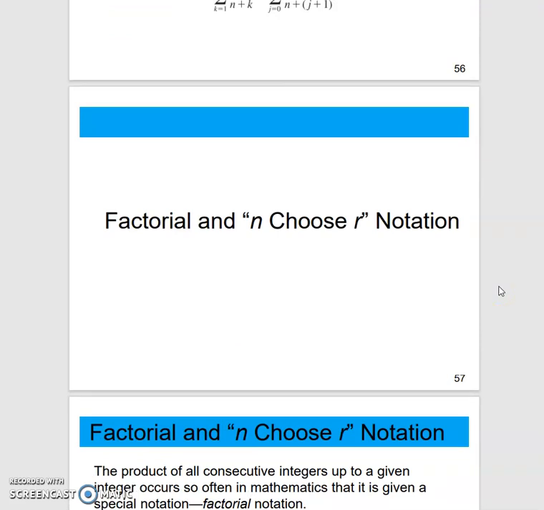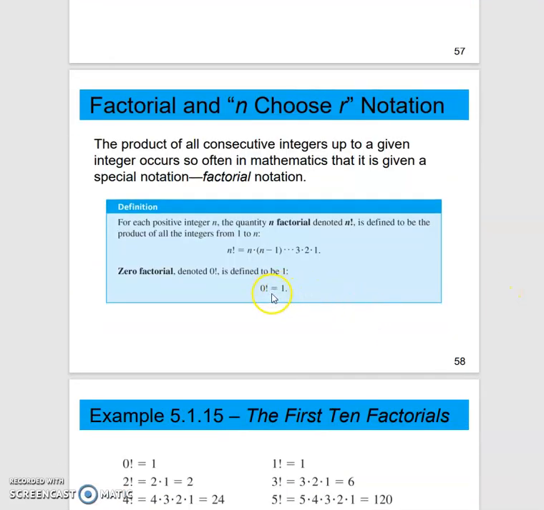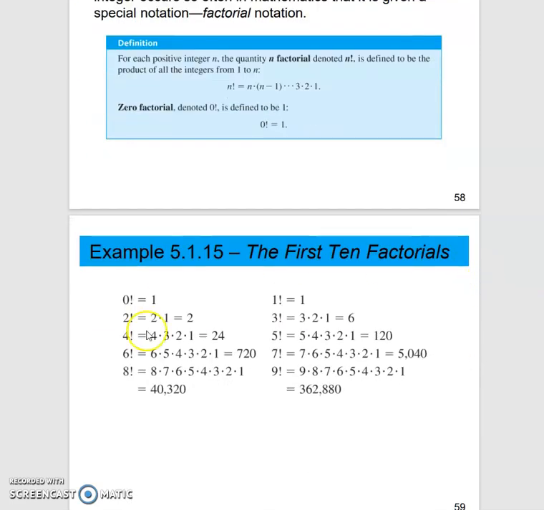Last, let me hit the factorial notation. It looks like an exclamation mark, and that means we are multiplying down. Do note 0 factorial is 1. So here's a few. For example, 3 factorial is 3 times 2 times 1. 5 factorial, 5 times 4 times 3 times 2 times 1, and so on.